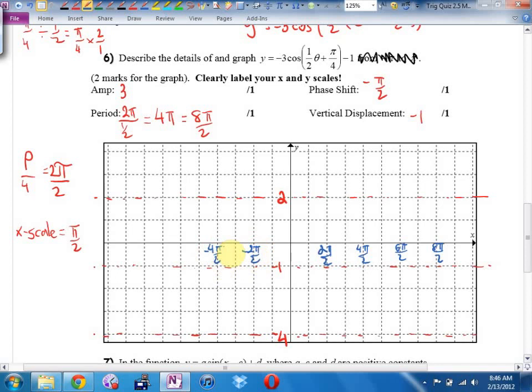Phase shift. Okay, my first point is going to be one square left, somewhere on that line. Brett, what am I graphing? Positive sine, negative sine, positive cos, or negative cos? Negative cos starts where? Yoink.